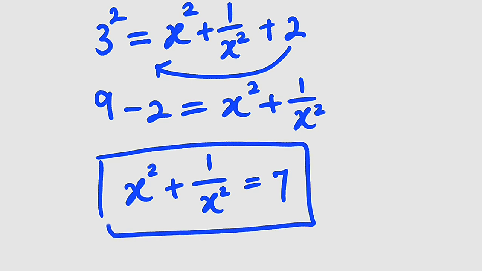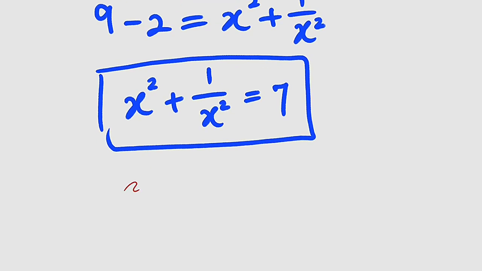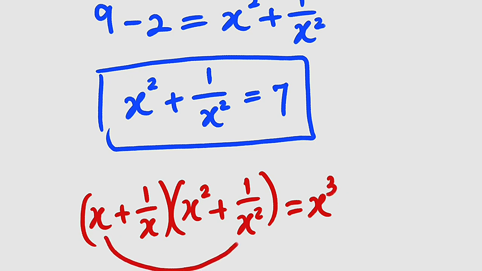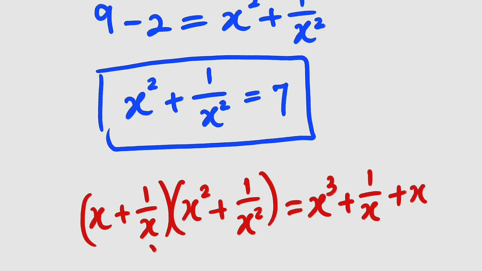Let me box it. And lastly, I would like to multiply x plus 1 divided by x by x squared plus 1 divided by x squared. Let us expand it. If you take x, you multiply by x squared, that will give us x to the third power. Take x again, multiply by 1 divided by x squared, you're going to obtain 1 divided by x. Then take the second term, this time this will give us x, so we have plus x. Then this time this will give us 1 divided by x cubed.